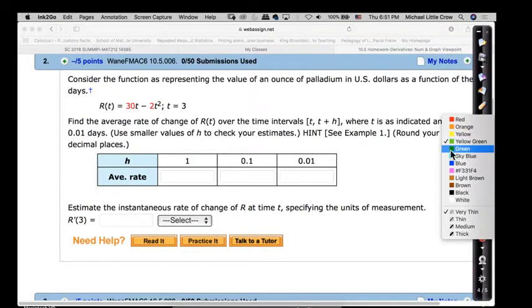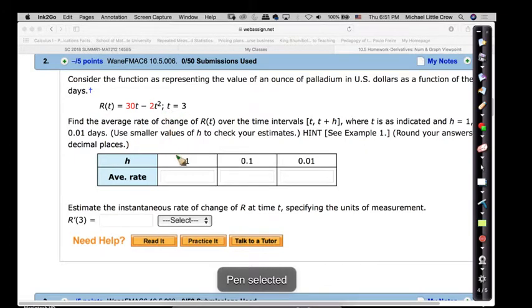Let's go a little darker. So what we're going to do is h is going to go from 1 to 0.1 to 0.01. We're trying to get the derivative at t equal to 3. So we're looking at the point 3, comma what? Well, how do we find the y value for this point? Enter that into the equation. So I'm going to see 30t minus 2t.